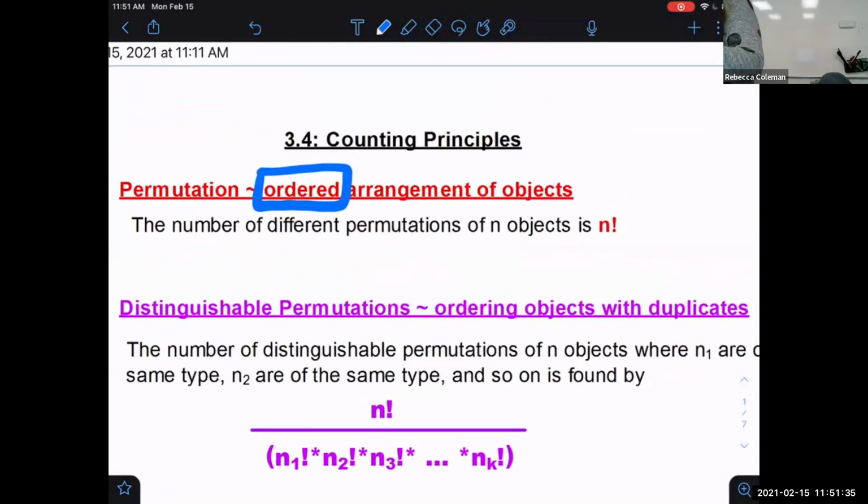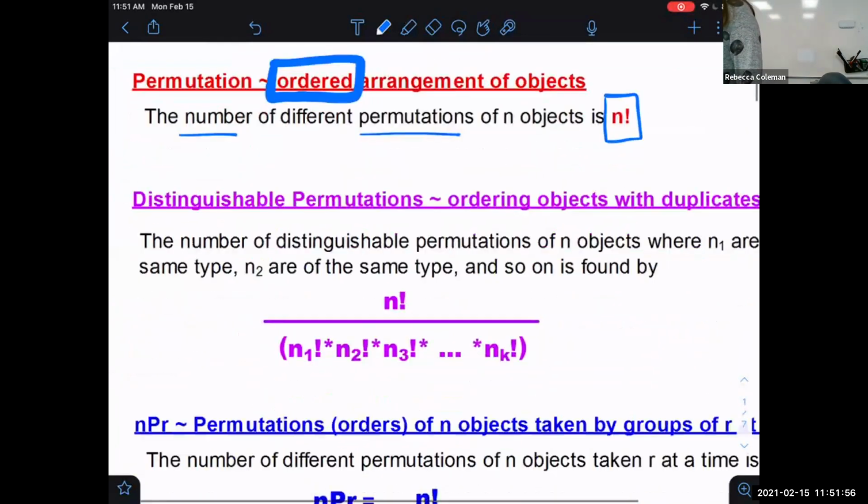It says the number of different permutations, ordered arrangements, for n total objects is found by taking n factorial. And again, n factorial is always just, start with that number and multiply every integer all the way down to 1. So you can see this is going to be a large number that we're dealing with here, right?